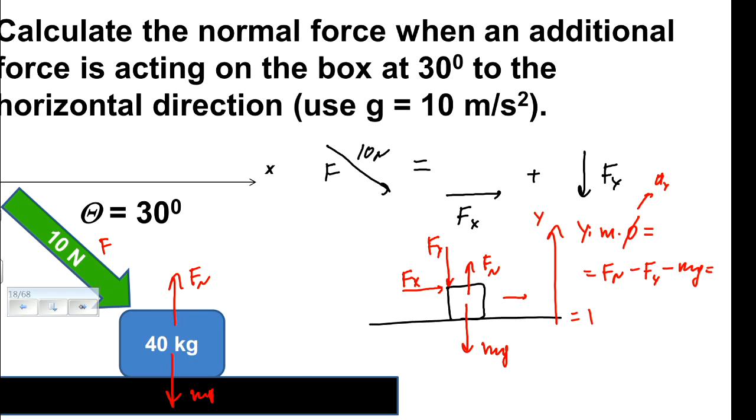Mathematically, that would be normal force minus... Now we've got to use geometry. This is our triangle, 30 degrees, Fy, the magnitude of which should be equal to hypotenuse times sine of 30. And we can solve it: the normal force is equal to mg plus that additional component.